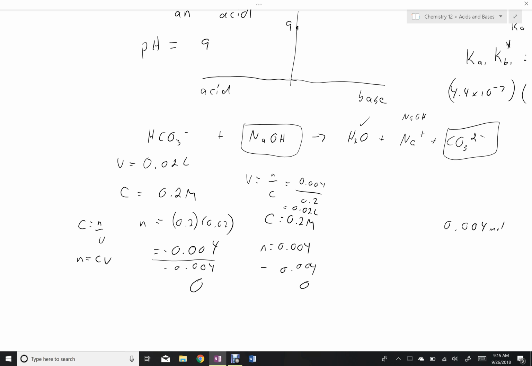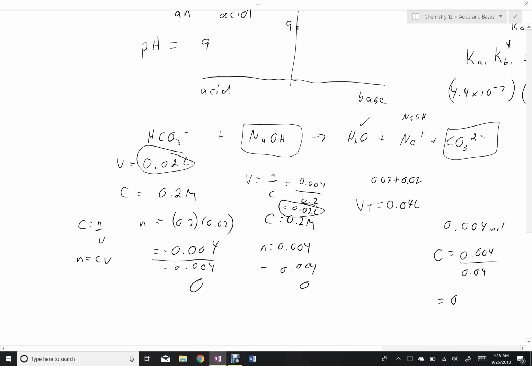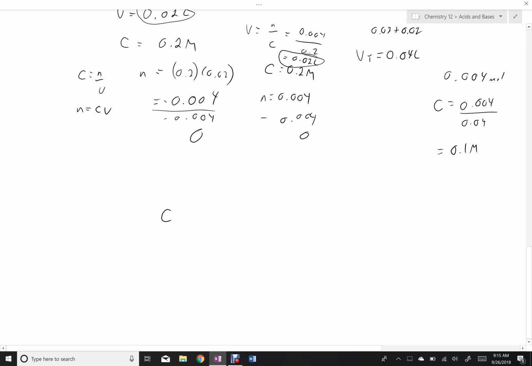So now I need the concentration of my CO3 2- because I'm going to have to do that equilibrium calculation. Careful here, I had 0.02 liters of this and 0.02 liters of this, so my volume total at equivalence is 0.04 liters. So my new concentration, 0.004 divided by 0.04, is 0.1 molar. Now I can do my equilibrium calculation with CO3 2-.